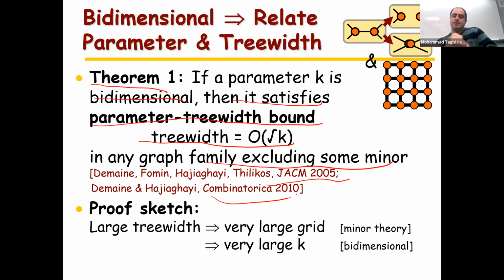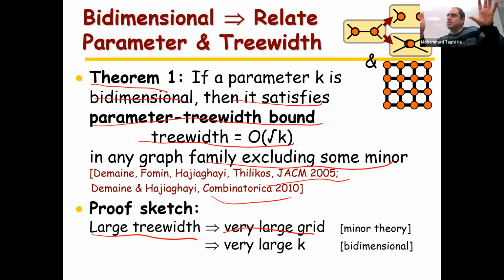What is the idea? The idea is this one. If it has a large treewidth, we want to say that the treewidth is bounded by square root of k, and not just k. The idea is that if the graph has large treewidth, then we know, from minor theory, that it has a very large grid as a minor.